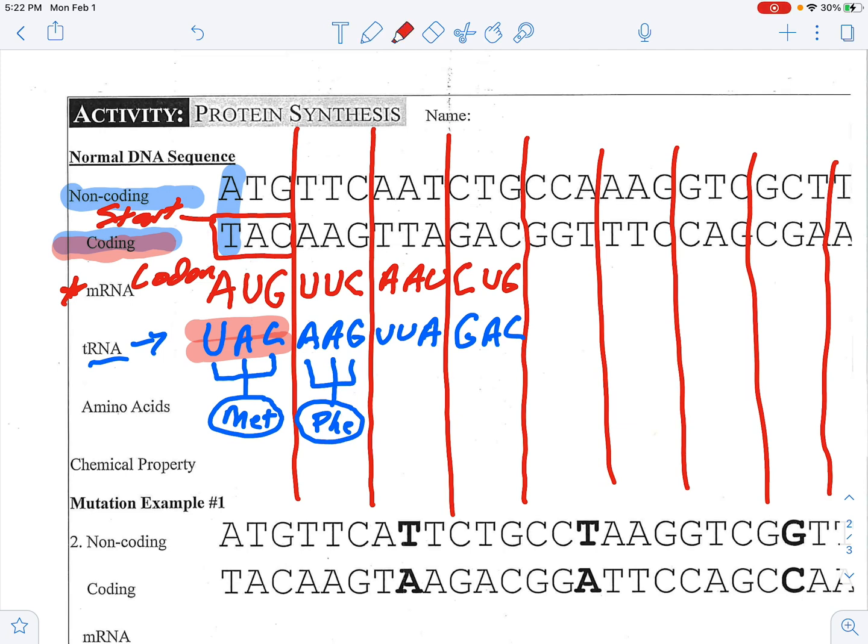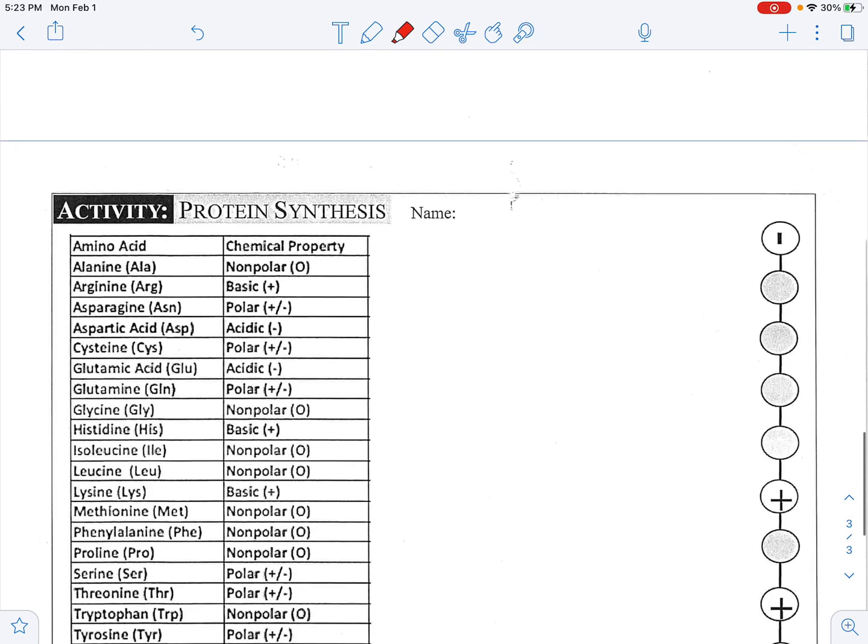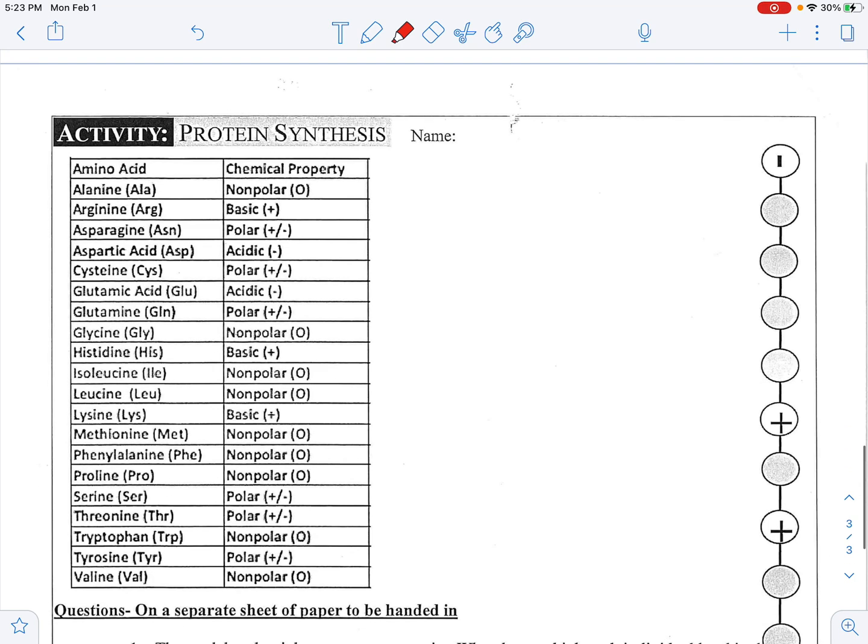All right, so you should go ahead, push pause right now, and figure out the rest of the amino acids. Once you take it off of pause, we are ready to do the next thing. We want to know, what chemical property does this amino acid have? So we are going to this table right here.